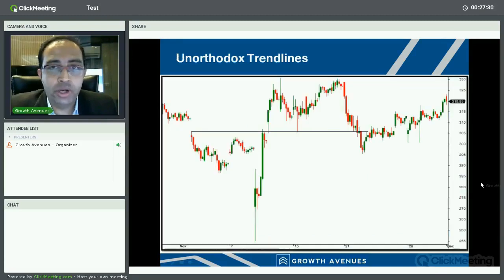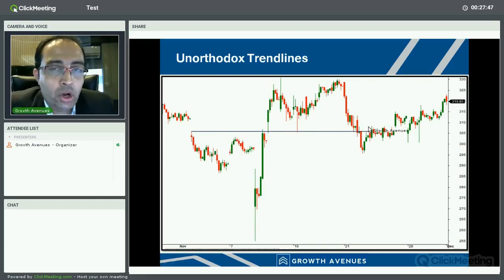However, when you move on to an unorthodox trend line, you can draw it from any internal pivots which are there within the candle. You can see here, this is the entire range, and between that, you are seeing here that there's an unorthodox trend line.